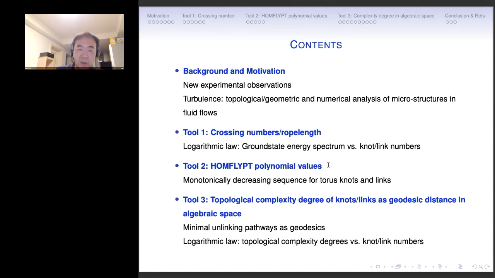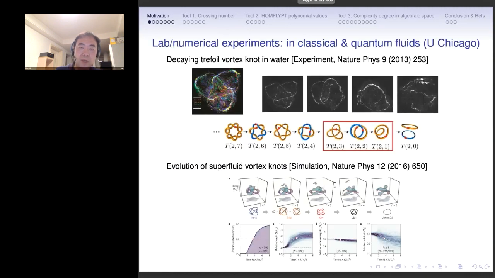The first two were done by Renzo and his collaborators, for example, his former student Francesca. And the third one is, from my point of view, some pure mathematical work. We still need to develop the physical side of the second and third. Okay, let me start from the background and motivation.